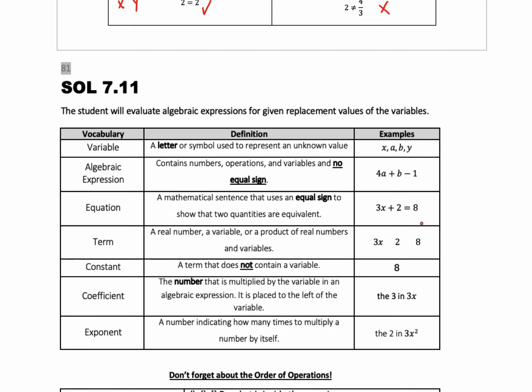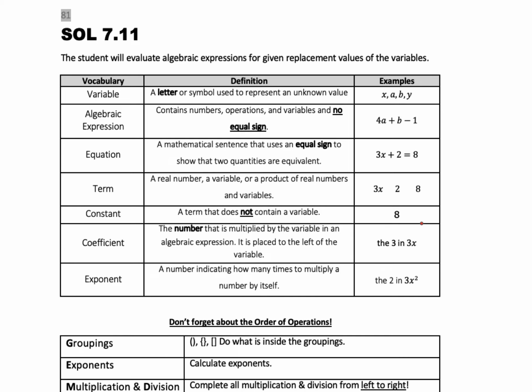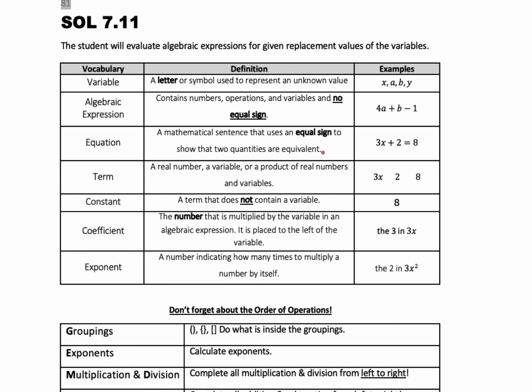We're going to move on to page 81 to talk about SOL 7.11, that the students will evaluate algebraic expressions for the given replacement of variables. So you just have some review of important vocab here. Remember, a variable is a letter or symbol used to represent something we don't know. An algebraic expression doesn't include an equal sign, whereas an equation does include an equal sign.